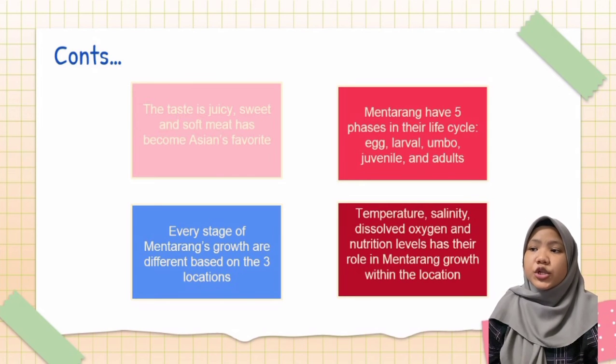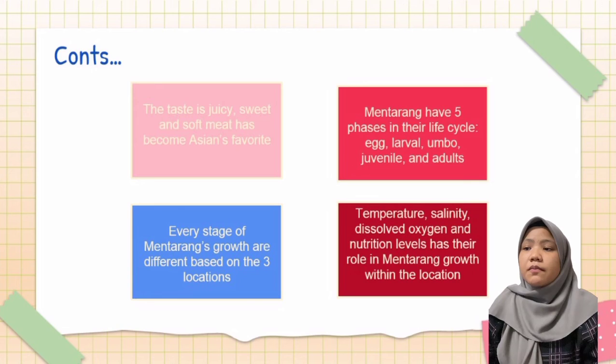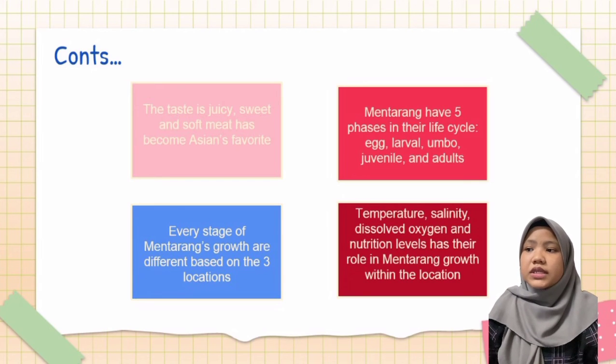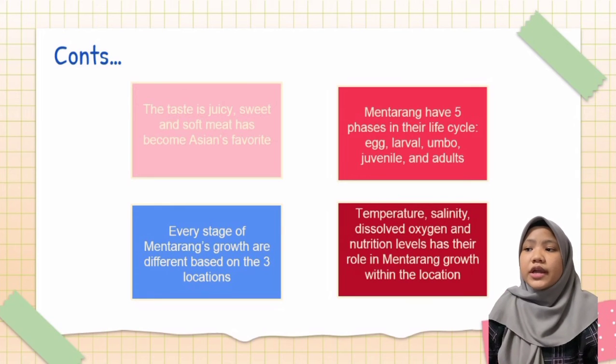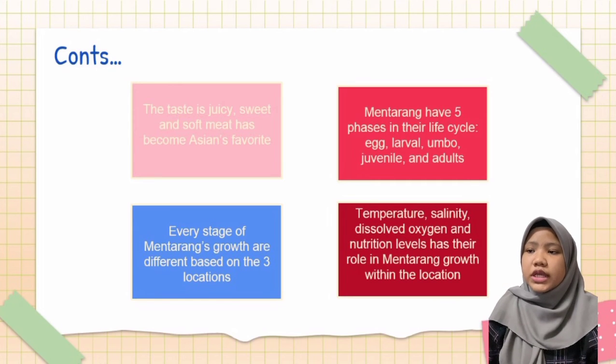Mentarang have 5 phases in their life cycle, such as egg, larva, ambo, juvenile, and adults. From March 2015 to April 2016, samples were gathered at each sampling site on a regular basis using a systematic sampling strategy. Mentarang eggs, larva, and ambo stage were gathered using a printed net, while soil samples were taken using a scoop at the depth of roughly 0.5 meter for juvenile and adult stage examination, as well as soil quality.